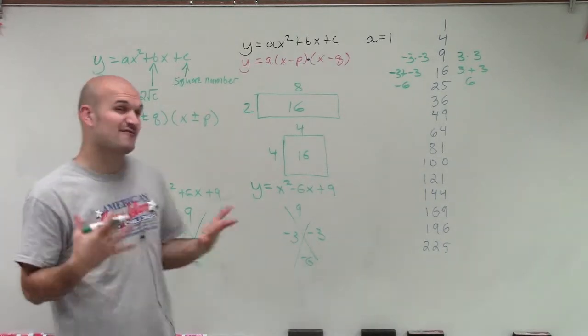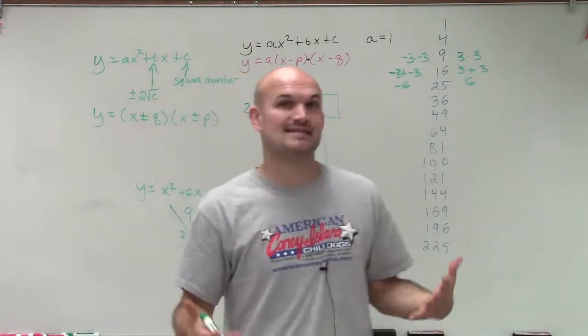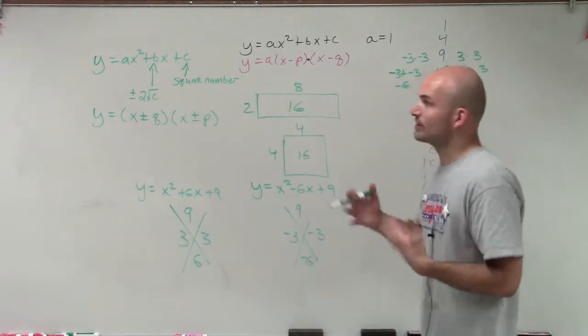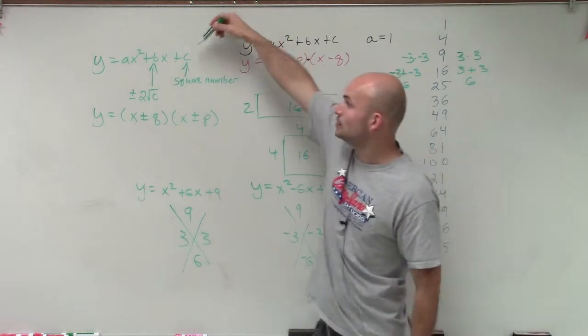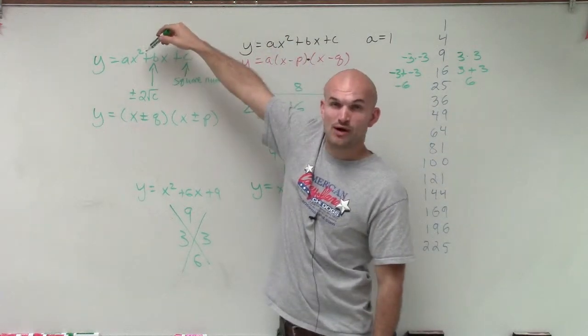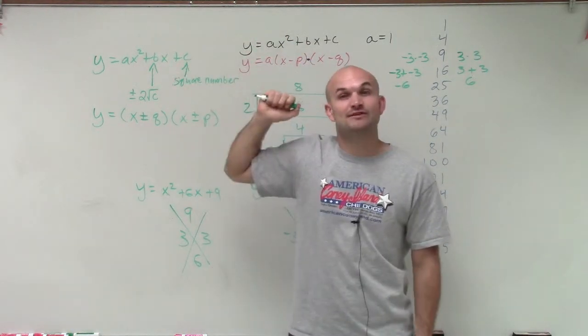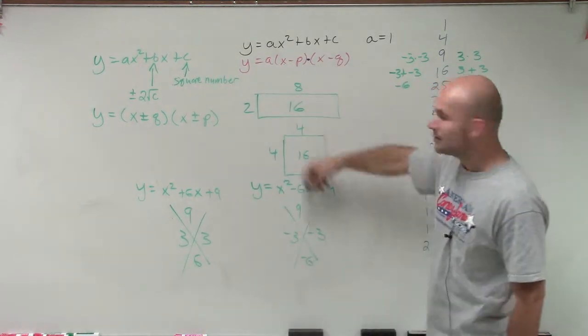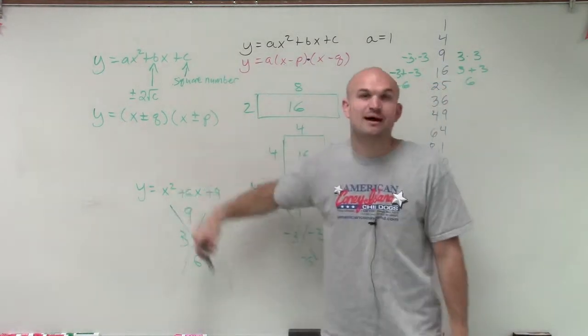So ladies and gentlemen, this can be a very, very quick process, and I'll show you some example videos on how to do this, where we're just going to look by inspection. Look for a square number, look for double the square root of that number, and then quickly write out the factors without having to go through factoring by the box or factoring by the diamond method.